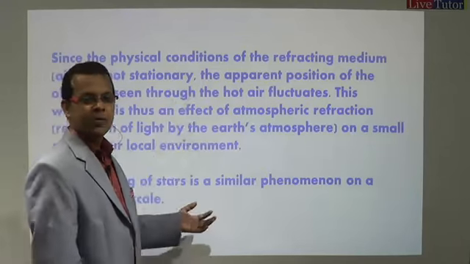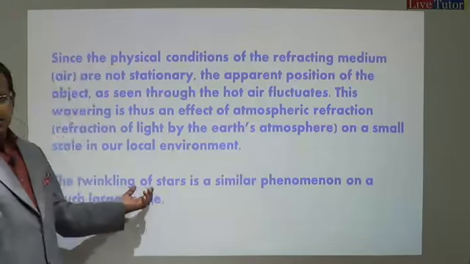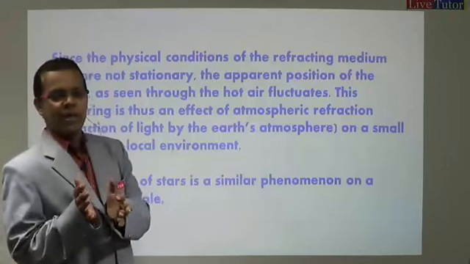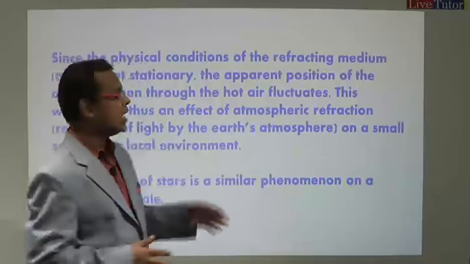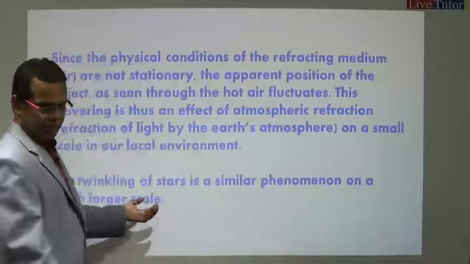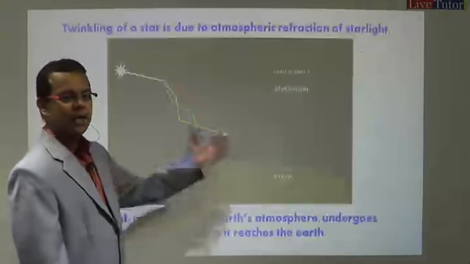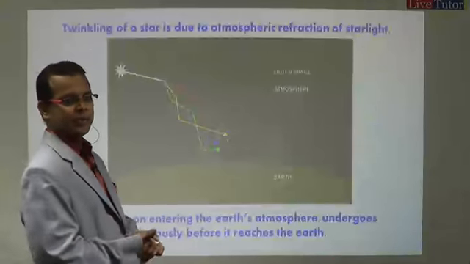And similarly, this can happen on a large scale in the sky. What do we call it? Twinkling of stars. This twinkling of stars is a similar phenomenon. What is that? Refraction of light by the earth's atmosphere on a much larger scale. That is called atmospheric refraction. Okay. Now let us see why the stars are twinkling.